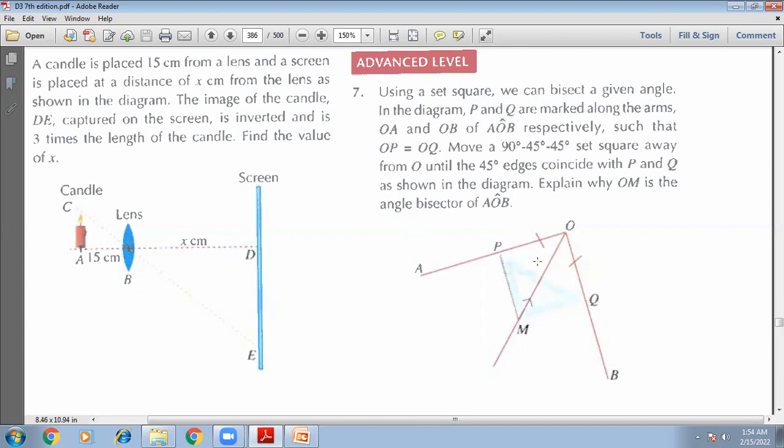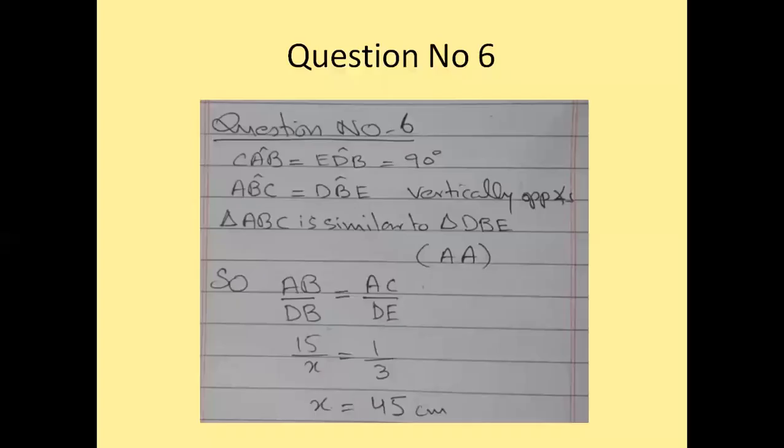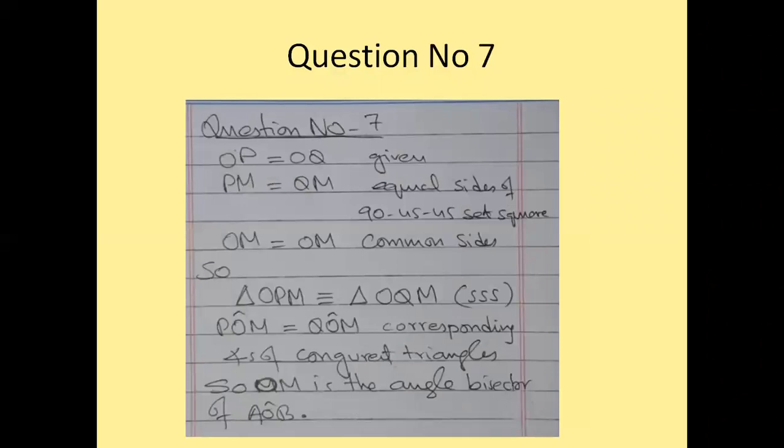Okay, so I have to prove basically that this angle and this angle are the same. Then clearly OM is the bisector of that angle. So let me show you how this is done. So OP is equal to OQ, that is given. PM is equal to QM because they are the equal sides of the 90, 45, 45 set square. OM is equal to OM because this is the common side of those two triangles. So the triangle OPM is congruent to the triangle OQM, side, side, side.